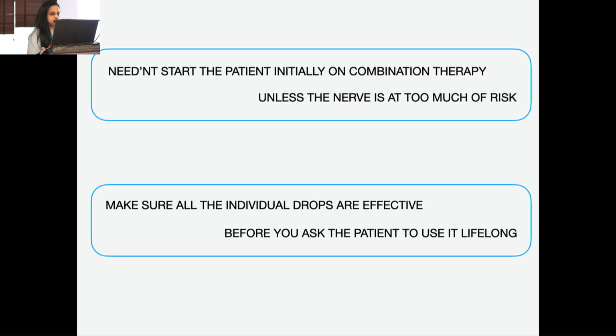So before starting the combination therapy, you can always call them back. If they are not at high risk of further glaucoma loss, you can call them back early. Even if it is above 30, 35, you put them on an oral acetazolamide, then put one single medication, call them back early. If you know it's acting, you can add another drop, and later on you can change it to a fixed drug combination. Make sure all the individual drops are effective.